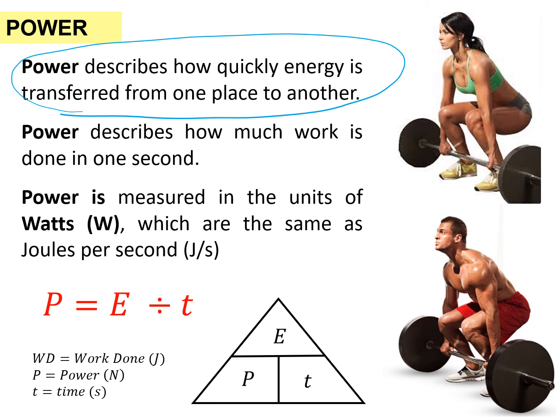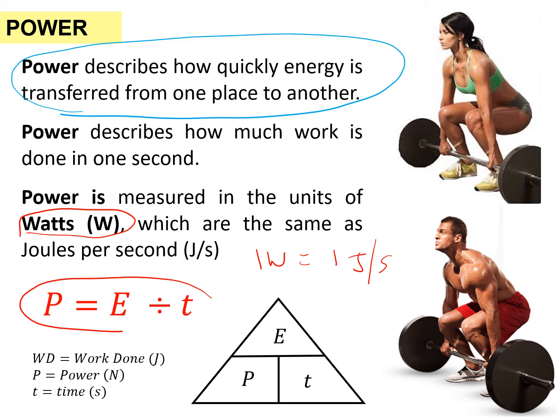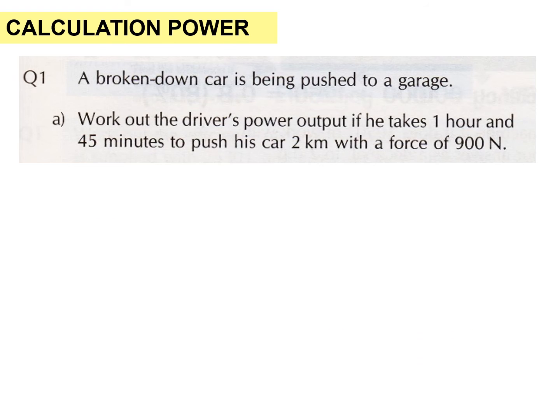Power is measured in the units of watts. Okay, so it's not joules. 1 watt is equal to 1 joule per second. The formula is power equals energy transfer divided by time. You could also write that as power equals work done over time. Okay, the two things are equivalent to each other. Right, here's an example for us to practice. So a broken down car is being pushed to a garage.